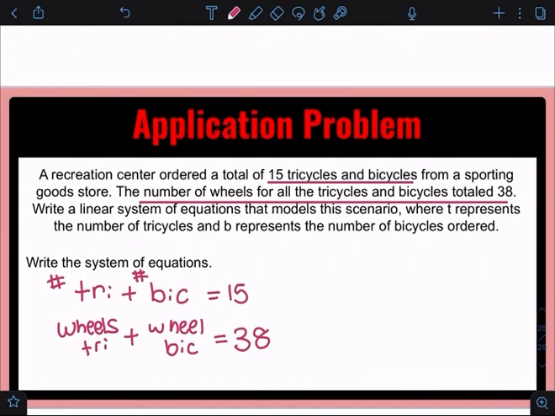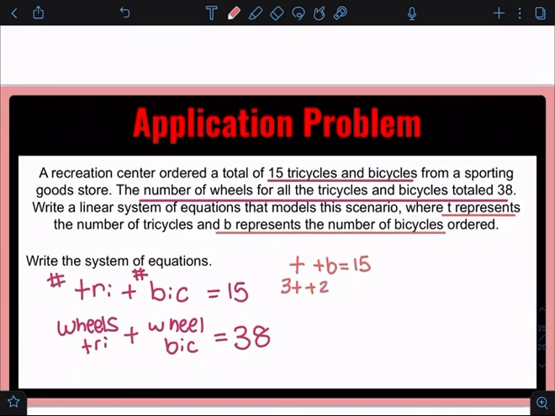Write a linear system of equations that models this scenario, where t represents the number of tricycles and b represents the number of bicycles. Okay, I definitely do not know how many tricycles and bicycles they ordered. I could assume numbers, but I don't know for sure. So I'm just going to write t plus b equals 15. Now let's think, do I know anything about wheels? Well, I definitely know that every tricycle has 3 wheels. So I'm going to put 3t plus. And I definitely know that every bicycle has 2 wheels, so that would be 2b equals 38.